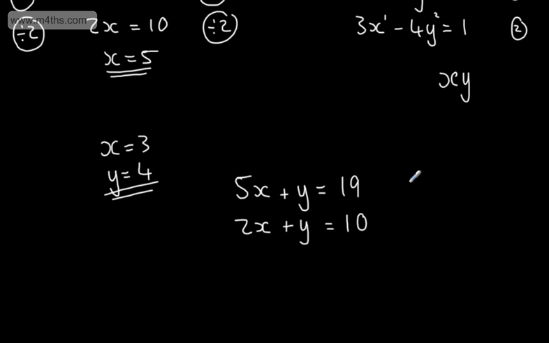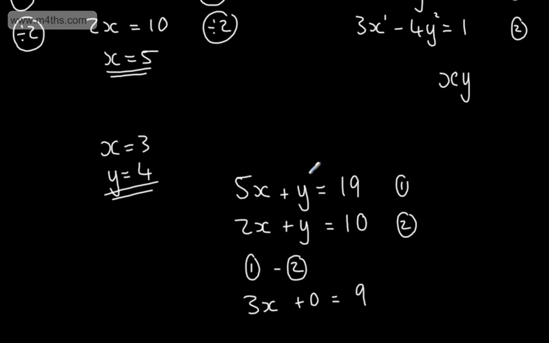If we look at this now and we think to ourselves, well, this is equation 1 and this is equation 2, and I wanted to get rid of either the x's or the y's by eliminating them, what could I do? Well, I can see now that I've got this y added to both of these, and we've got a slightly different value here and here. If I did equation 1 minus equation 2, I would have 5x minus 2x, and that would give me 3x. I would have now y minus y, which would give me 0. And then I'd have 19 minus 10, which gives me 9.